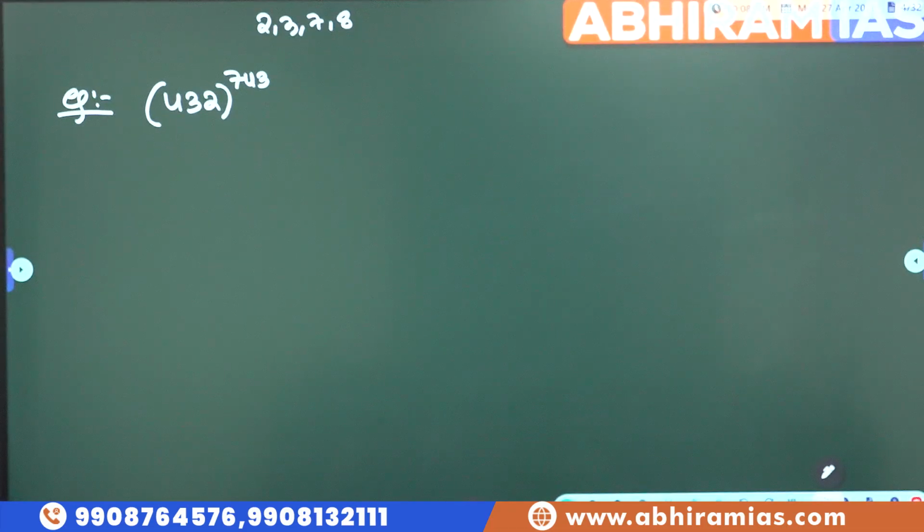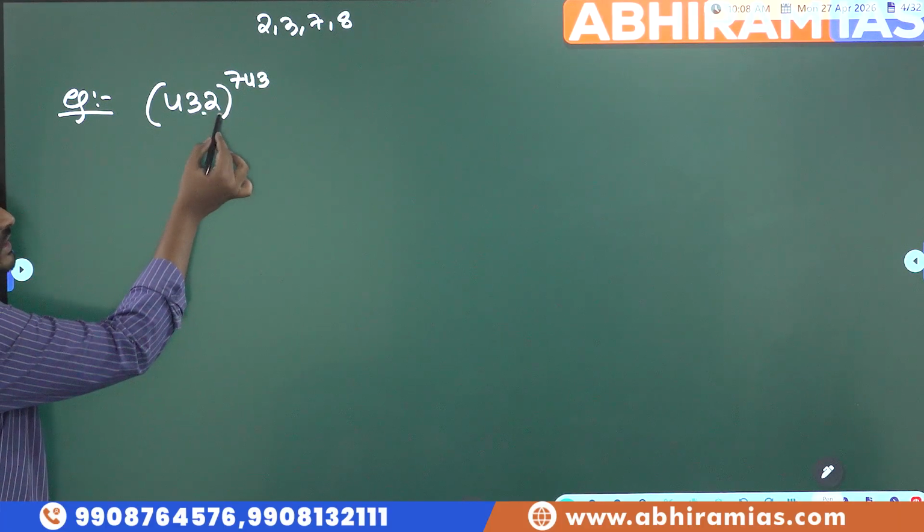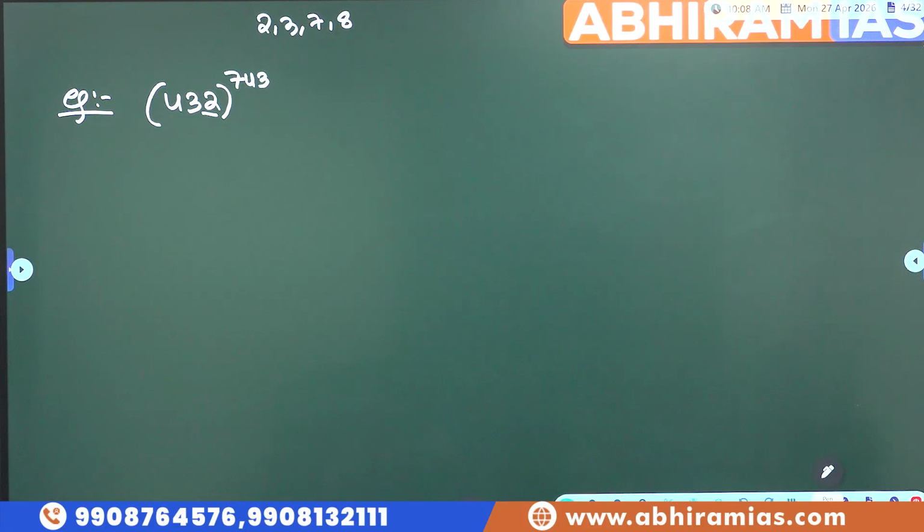మనకి examples తోని clarity వస్తుంది. We will try to solve with example, students. For example, 432 whole to the power of 743. మా ఇది చూడండి అమ్మ అందరు. First of all, read. So, what is the unit digit here? 2. For 2, how many chances we have? 4 chances each. So, what is our first step? Divide the power with 4.